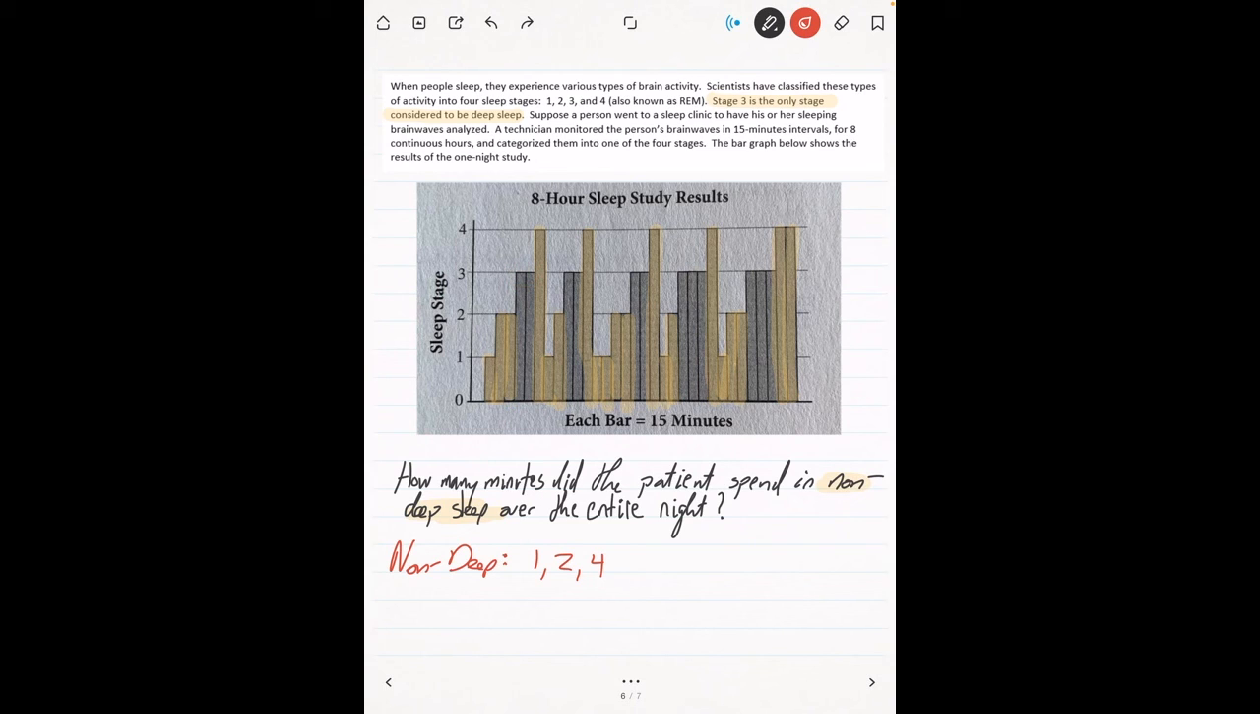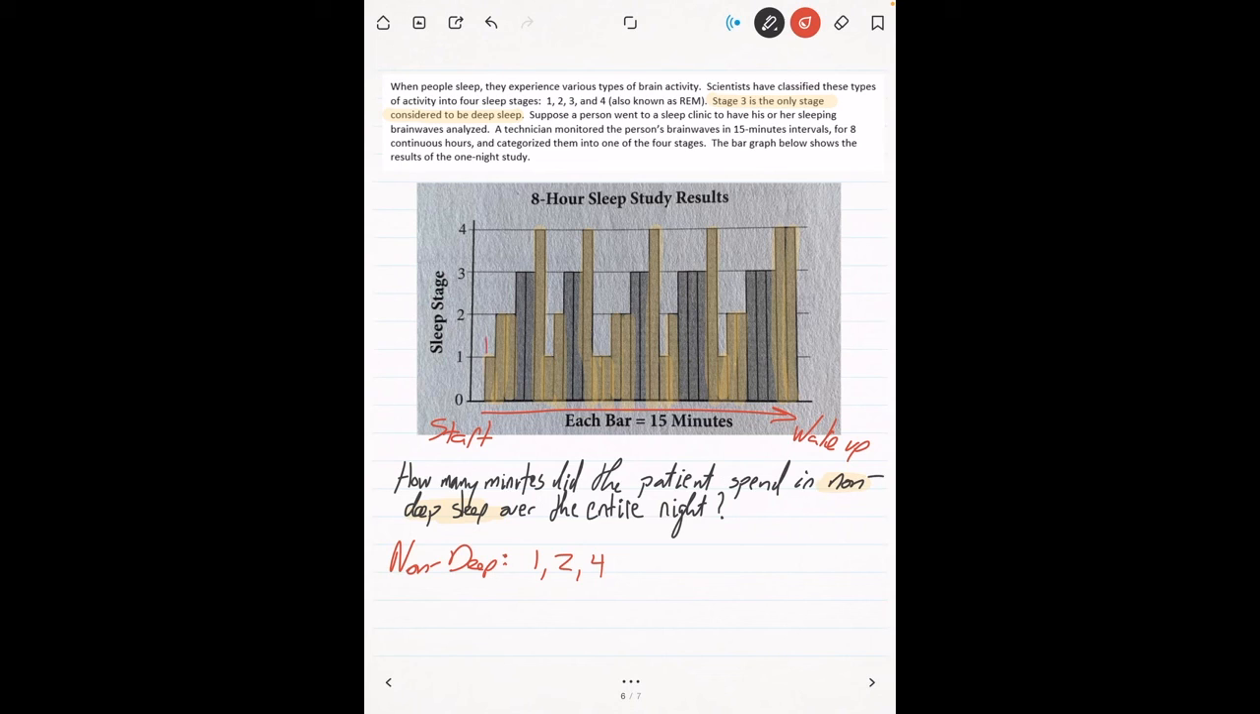So all of these bars represent 15 minutes of time. And it's chronological. This is throughout the night. This is start of sleep, and this is when you would wake up. Okay? And each of these bars are 15-minute intervals. How many of these intervals are non-deep sleep? So how many of these intervals did I color?